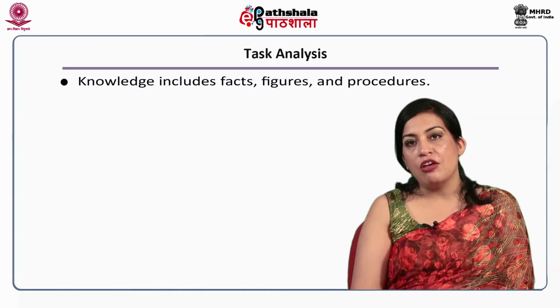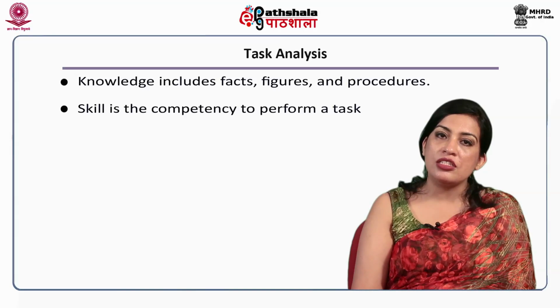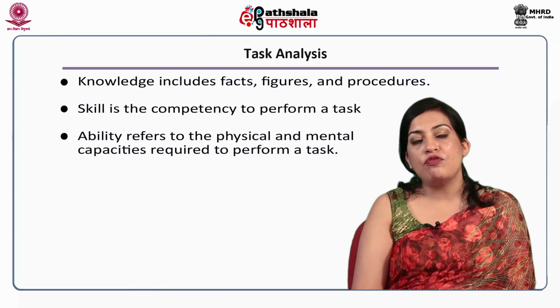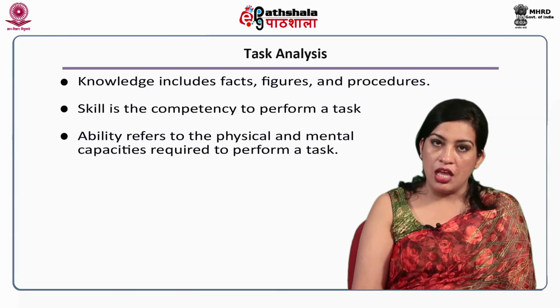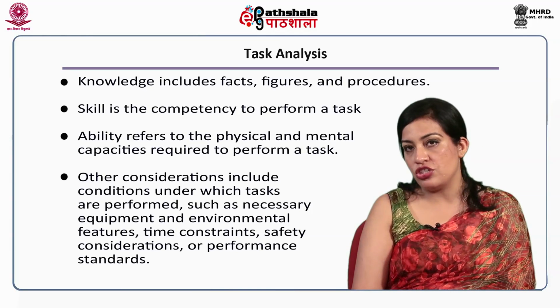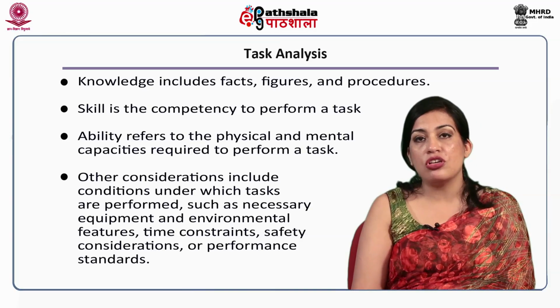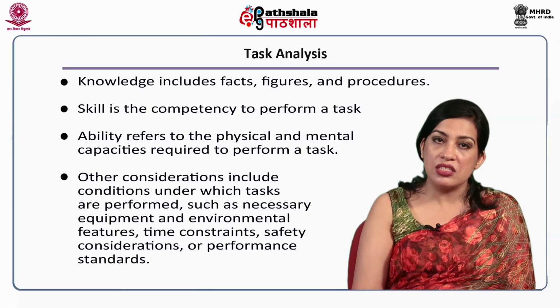Knowledge includes facts, figures, and procedures. Skill is the competency to perform that task, whereas ability refers to the physical and mental capacities required to perform a task. Other considerations include conditions under which tasks are performed, such as necessary equipment, environmental features, time constraints, safety considerations, or performance standards. There are four primary steps to a task analysis.